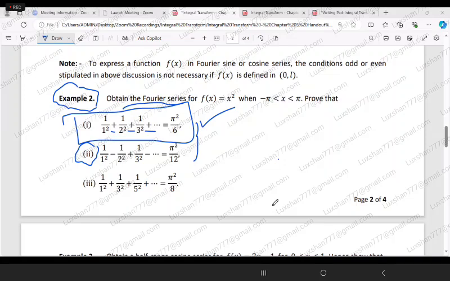So using the same series, you have to identify the suitable value for x so that you can get the series. That is the idea. What about others? Only if you are responding. What about others? Do you understand?